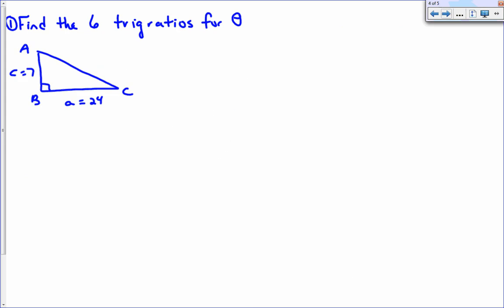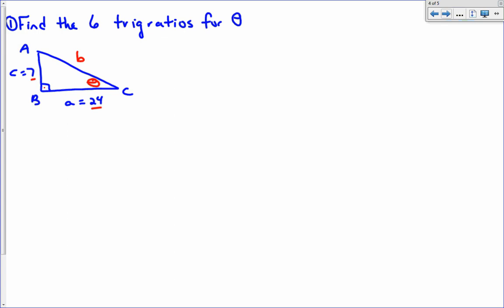So here's a question. We need to find the 6 trig ratios for theta. I haven't labeled theta here yet, so we'll label it there at angle C. We want the 6 trig ratios, so we need to think of what the 3 sides are. We have values for side C and side A, but we don't have a value for side B yet. So let's calculate that first, and we go back to the Pythagorean theorem to do that.